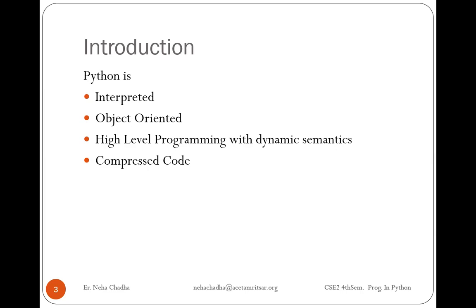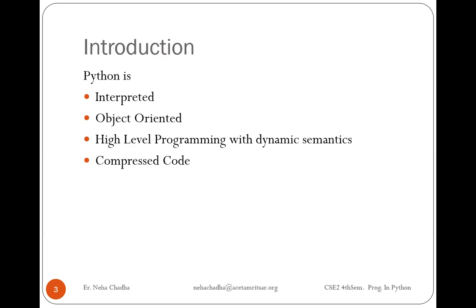This is a high-level programming language with dynamic semantics. High-level programming means that the user can understand it. We have two types of languages: one is low-level language, the other is high-level language. Low-level language is our assembly language, which is not understandable to us, or machine language, which is binary, in the form of 0 and 1. Again, it is not understandable to us. It is understandable to the computer only.